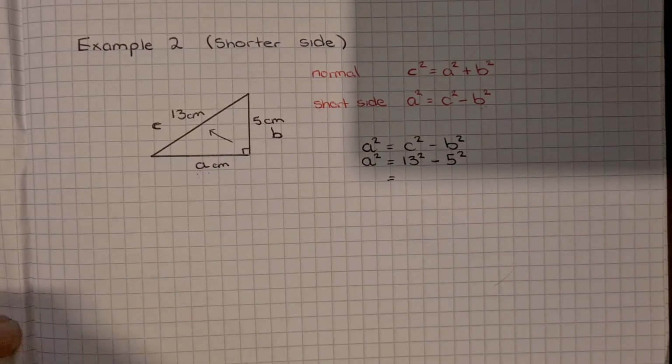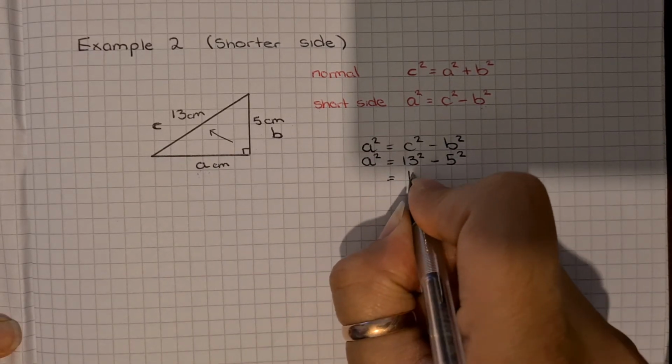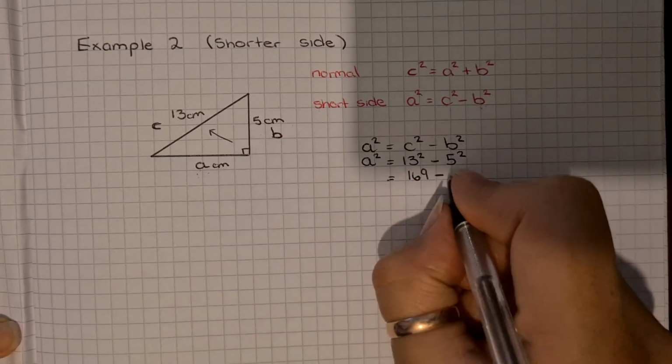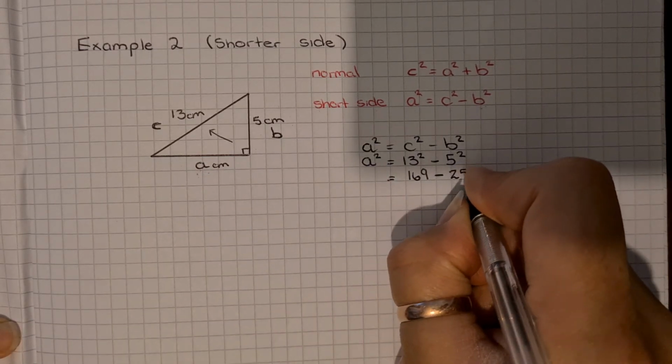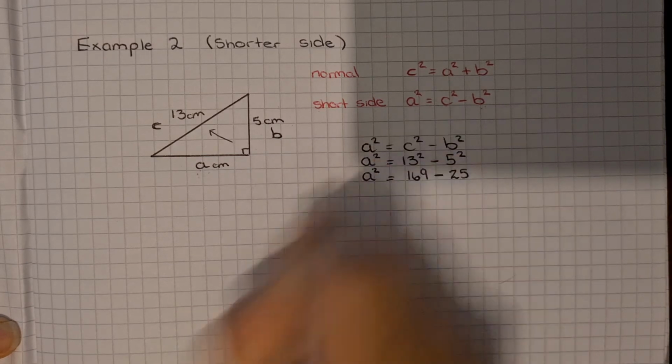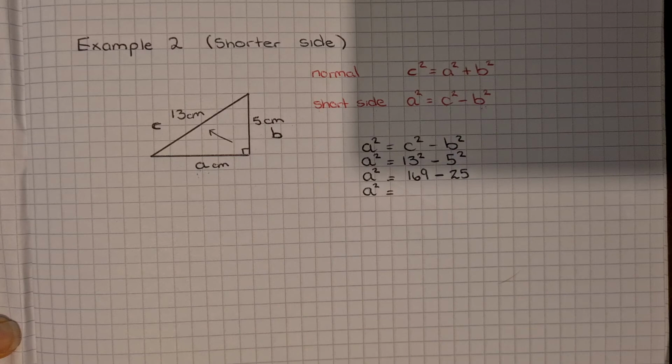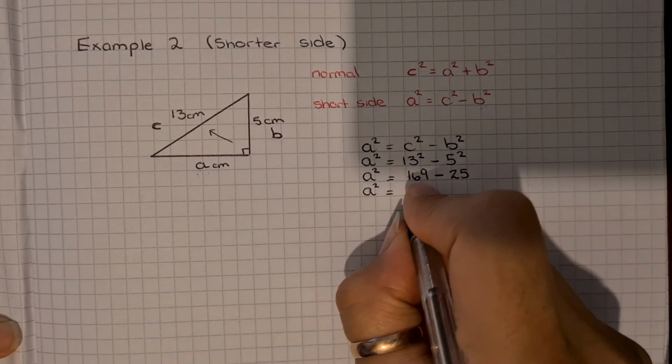Then we're going to work out the answers. So 13 squared is 169. Take away 5 squared is 25. Keeping a squared on the left. Then 169 take away 25 is 144.